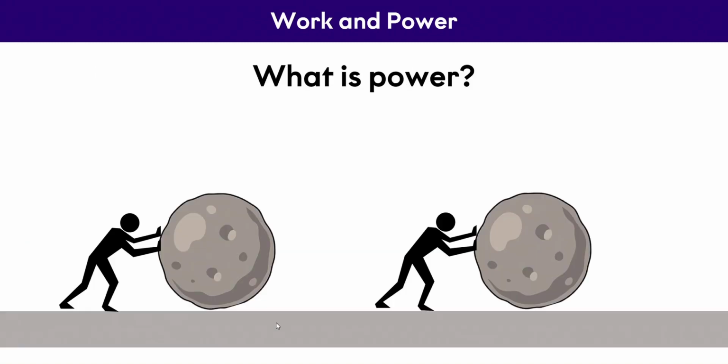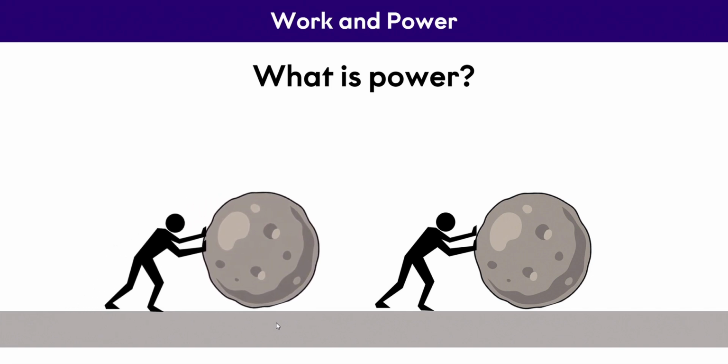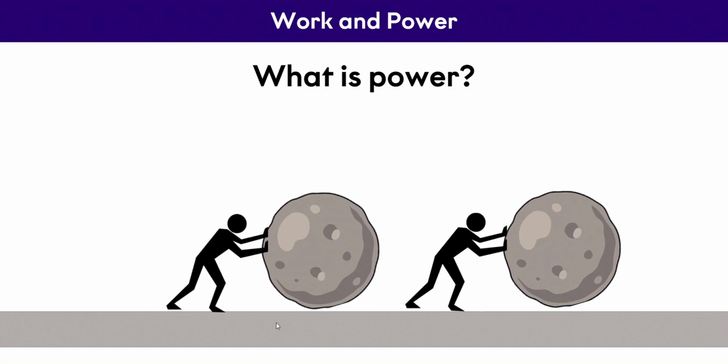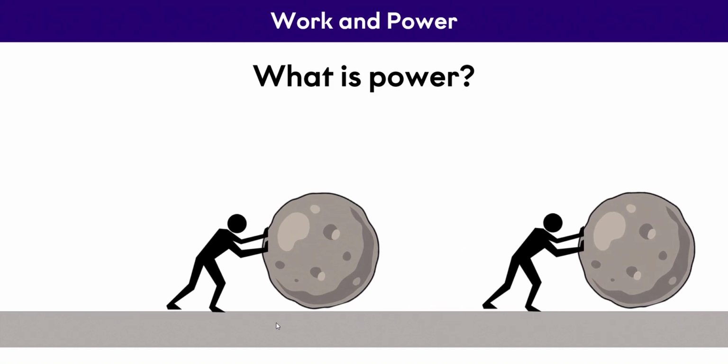The next thing we're going to learn about is power. And to explain power, we're going to have these two people pushing these boulders. We'll watch the first person push the boulder. You can see that's happening very slowly. We'll watch the second person push the boulder, and that one happened really quickly.